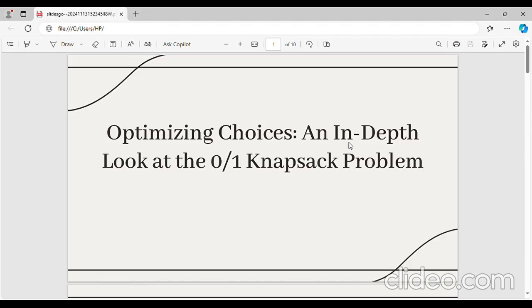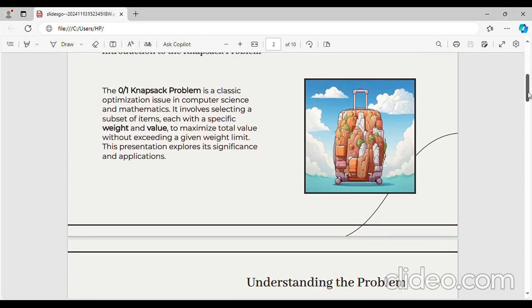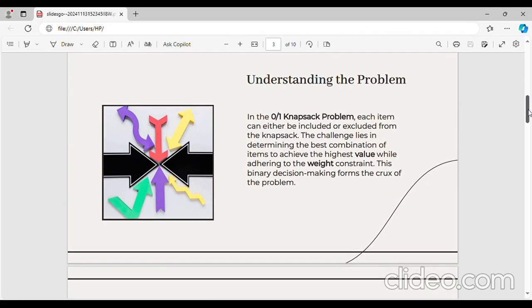Hello everyone, in this video we are going to see about the 0/1 knapsack problem. The knapsack problem generally deals with a number of items and the weight associated with each. Here 0/1 means 0 is excluded and 1 is included. The problem is a classic optimization issue in computer science and mathematics. It involves selecting a subset of items, each with a specific weight and value, to maximize total value without exceeding a given weight limit. So we are going to see this problem in detail.